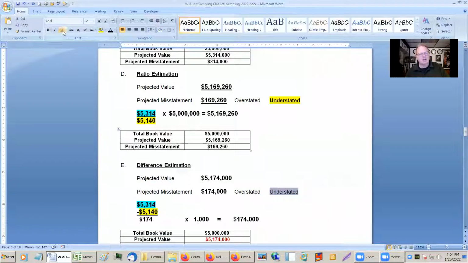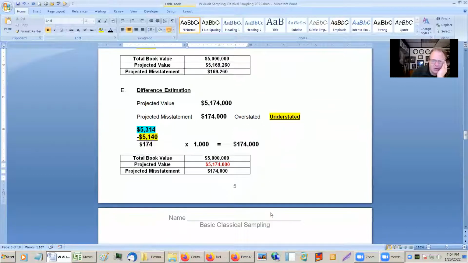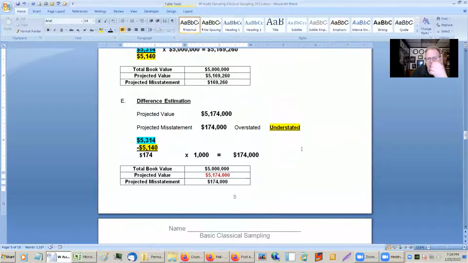And then this one down here, of course, we're saying that each one of these is understated by $174. So you can add $174 to all 1,000 items, so that every item on there is off by $174. So if you have 1,000 of them, it's off by that. And I think that this is one of the more involved ones. I think this came off of a CPA exam. I'm almost positive it did.